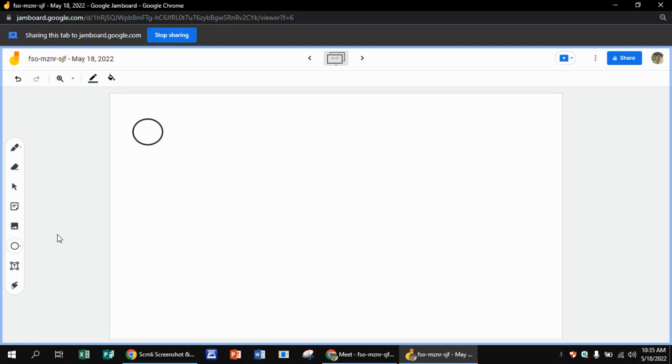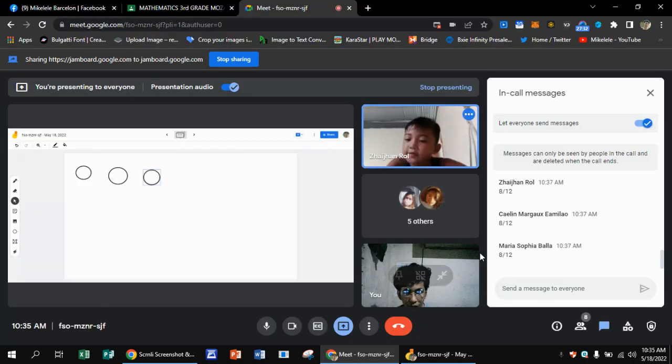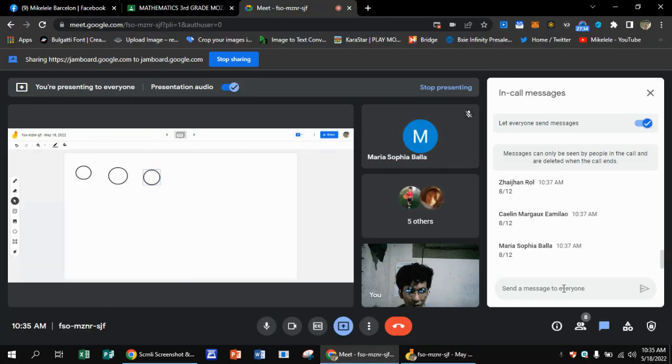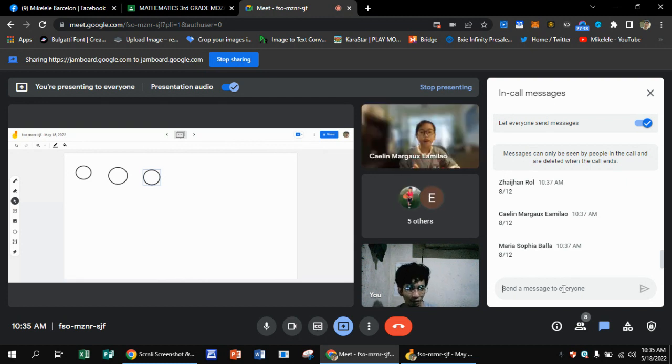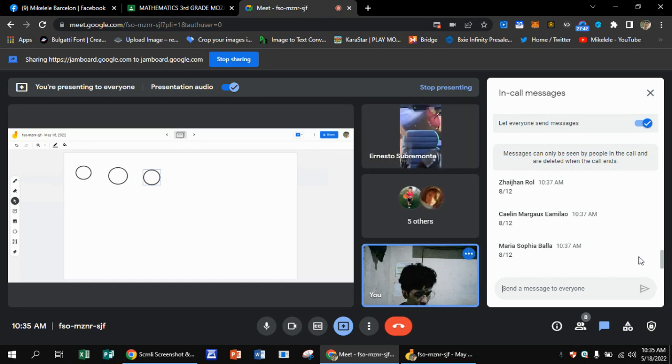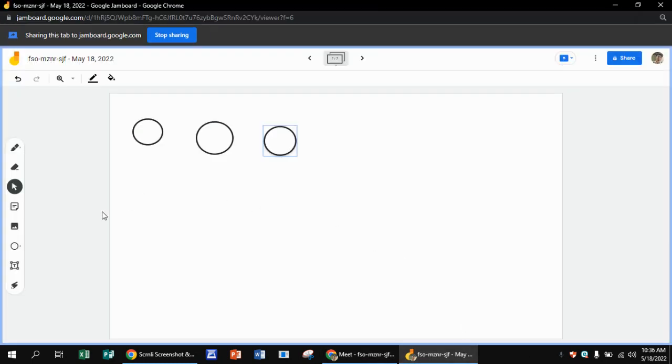Teacher, wait, I'll get my book. I keep forgetting my book. Teacher, are we going to write the same thing? Yes, but you're going to count only the shaded region. Do you know what is a shaded region? Ay, the shaded part. Yes, okay, the one with the color.